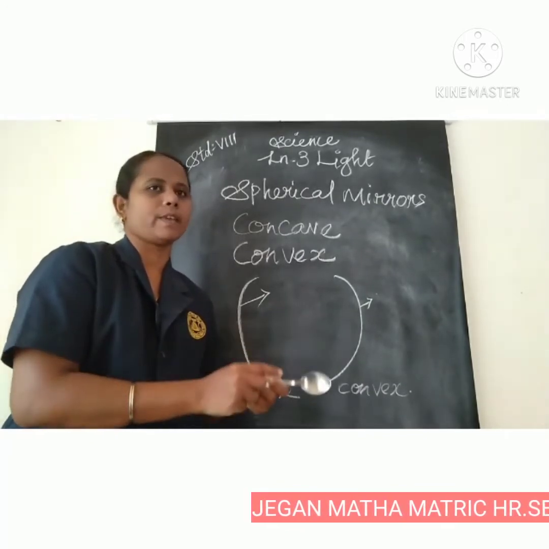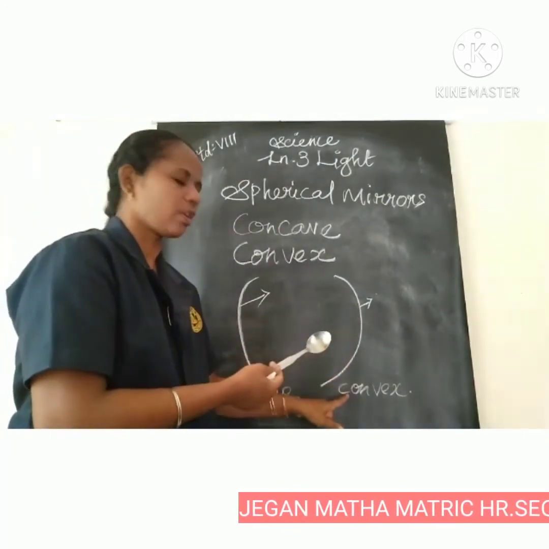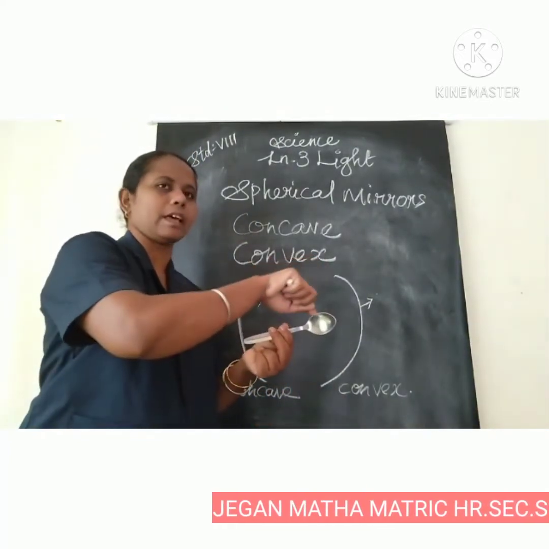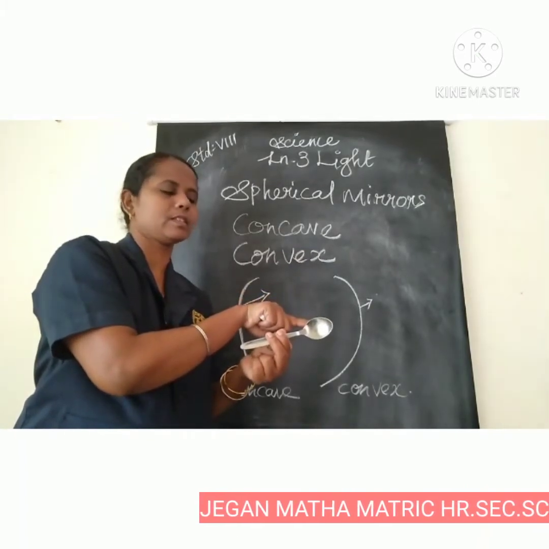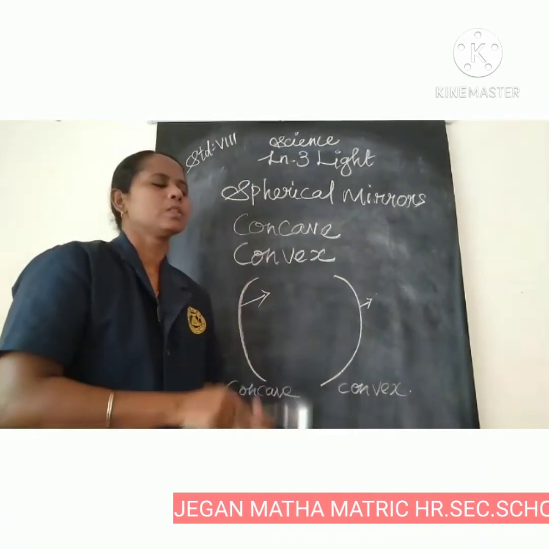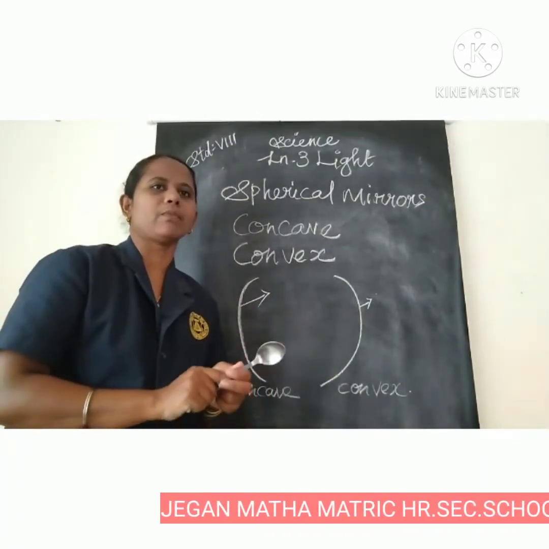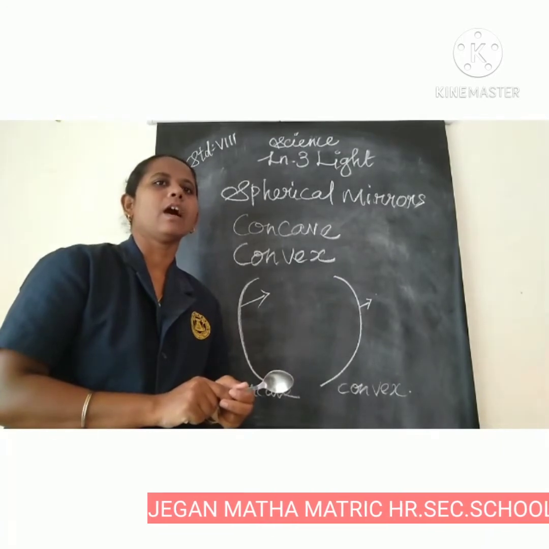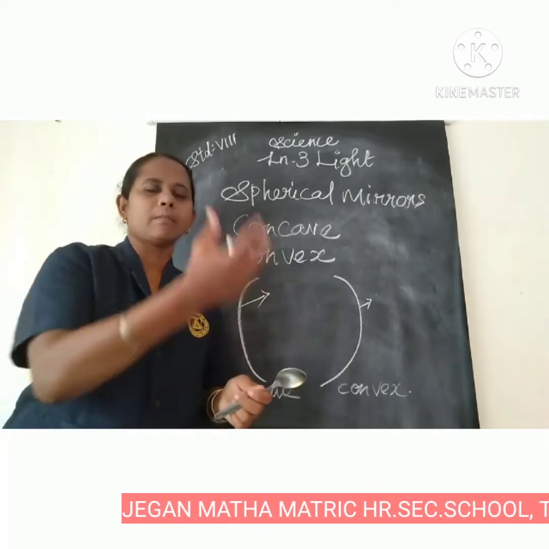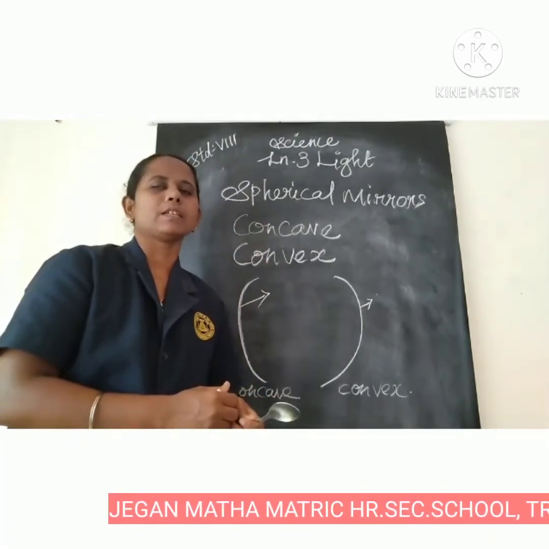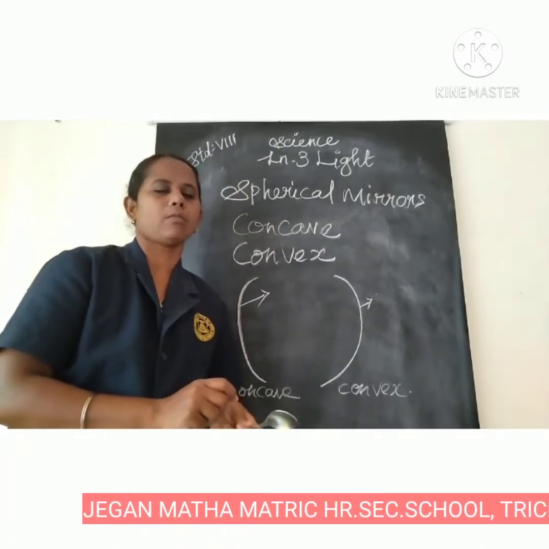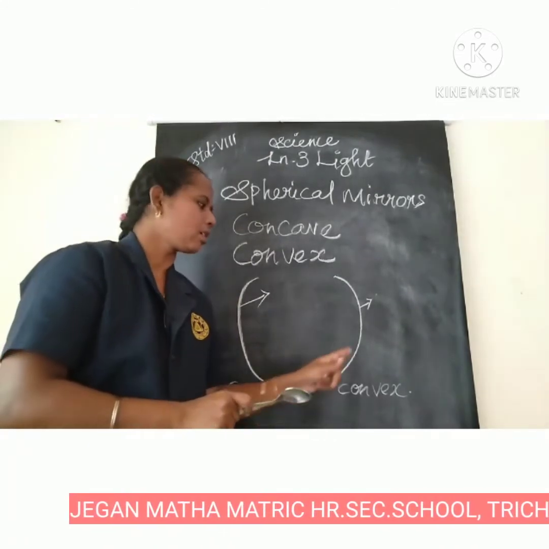Next one, convex mirrors. This is the picture of a convex mirror. In this spoon, the other side is the reflecting surface. This side is called a convex mirror. A convex mirror is a spherical mirror in which the reflection of light occurs at its convex surface. The image formed by the mirror is smaller than the object. This is known as a convex mirror.